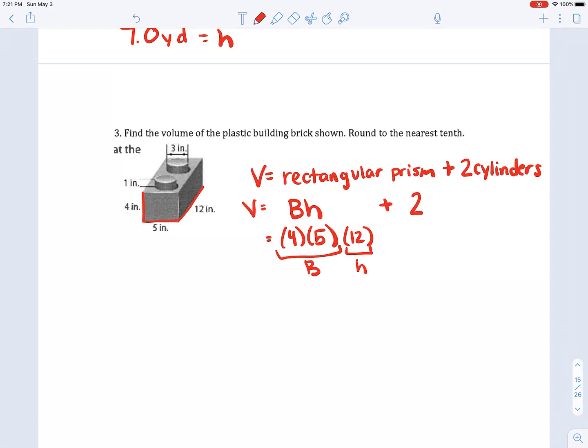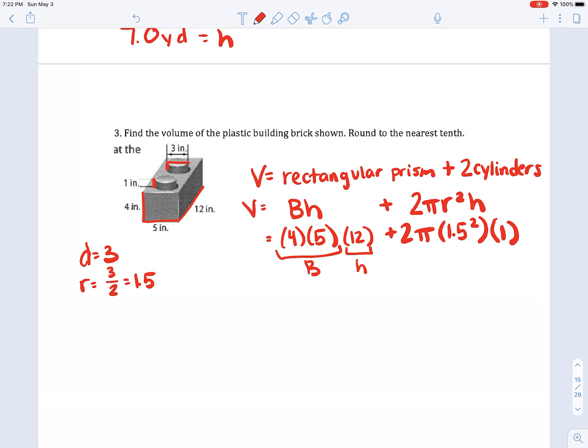Now let's look at the cylinders. Well, I know I have 2 of them, and the volume formula for a prism is pi r squared times h. So looking at the picture, I see it gives me a diameter of 3. Well, if my diameter is 3, my radius would be half of that, or the diameter divided by 2, which would be 1.5. My height looks to be 1.